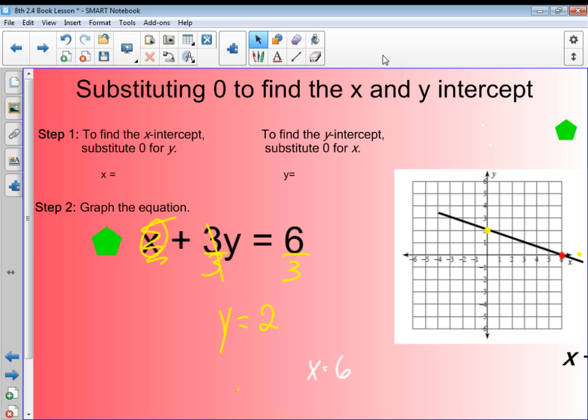And there's our line for x plus 3y equals 6. And if you want to, you can still go through and actually solve for y and graph that equation. It's just that this is giving you another method that you can use to solve. So it's something that I want you to practice.